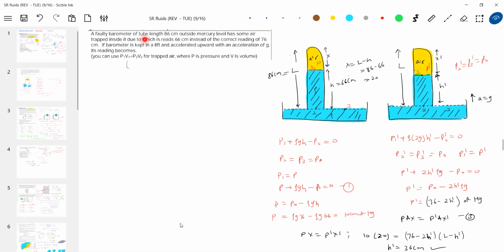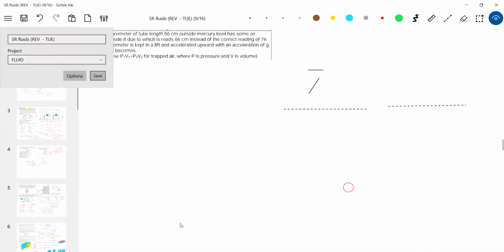A faulty barometer has a tube of 86 centimeter total length outside the mercury, with some air trapped inside it. Why faulty? Okay, got the idea. Some air is trapped. A good barometer will not have any air trapped in it. That's why the word faulty is used here. That's the only meaning of that.